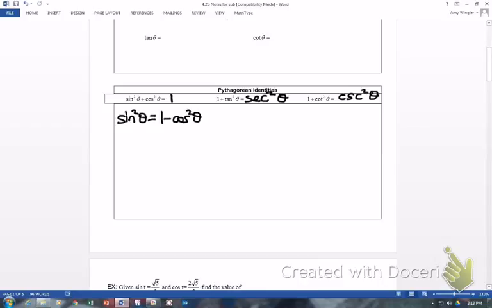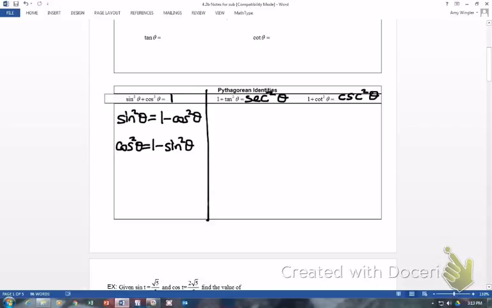If I were to go back up to the original identity and solve for cosine squared, then I would have to subtract sine squared from both sides. So I would know that cosine squared of theta equals 1 minus sine squared of theta. So that means that I can replace cosine squared of theta in any problem with 1 minus sine squared of theta if I need to.